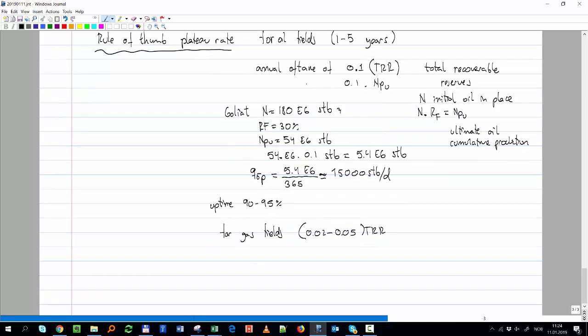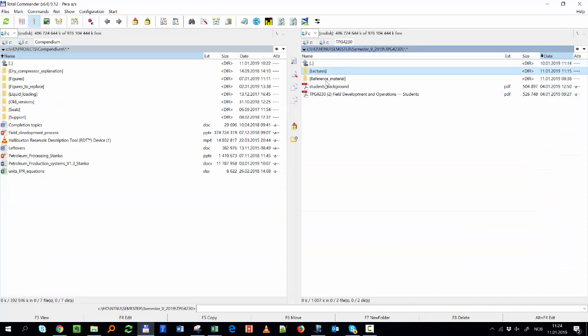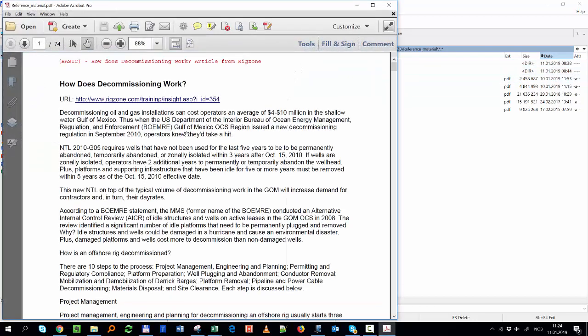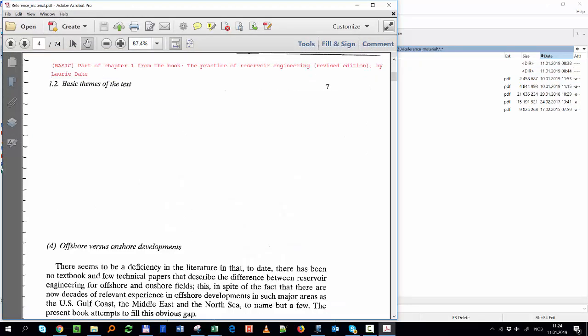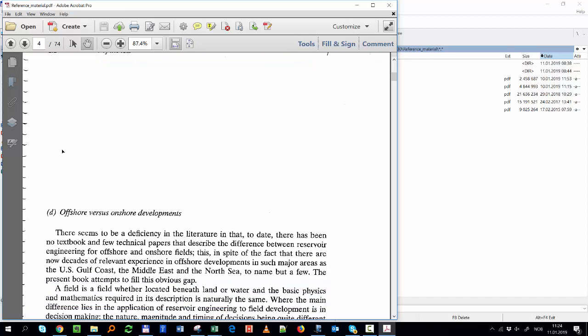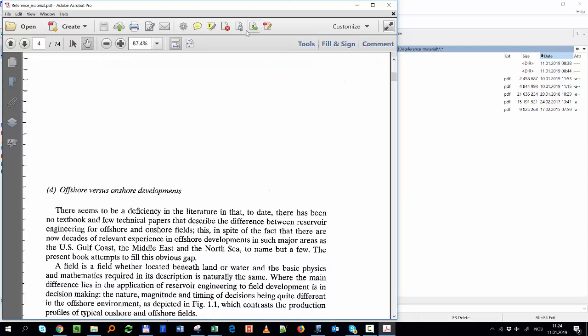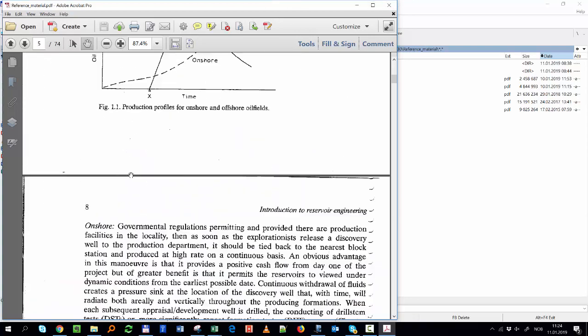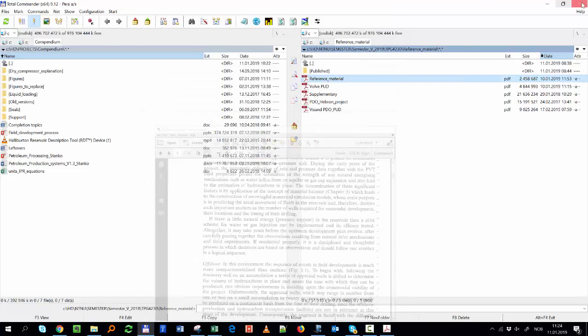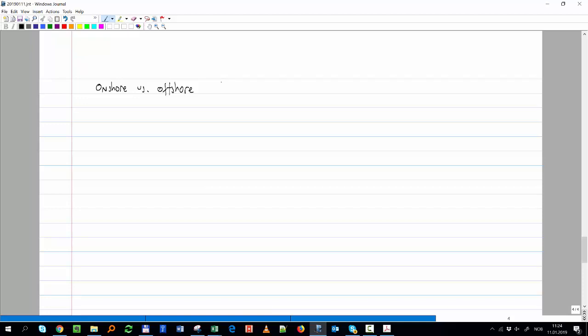Now, before we go to the exercise, we first need to do a few things. Let's talk very briefly about onshore versus offshore. I'm going to give you a very simplistic explanation, but if you want to read more, you can go to the reference material, page 4, where they explain the differences between offshore and onshore. I recommend it, it's really well written, but I'm going to give you a simpler and shorter explanation.